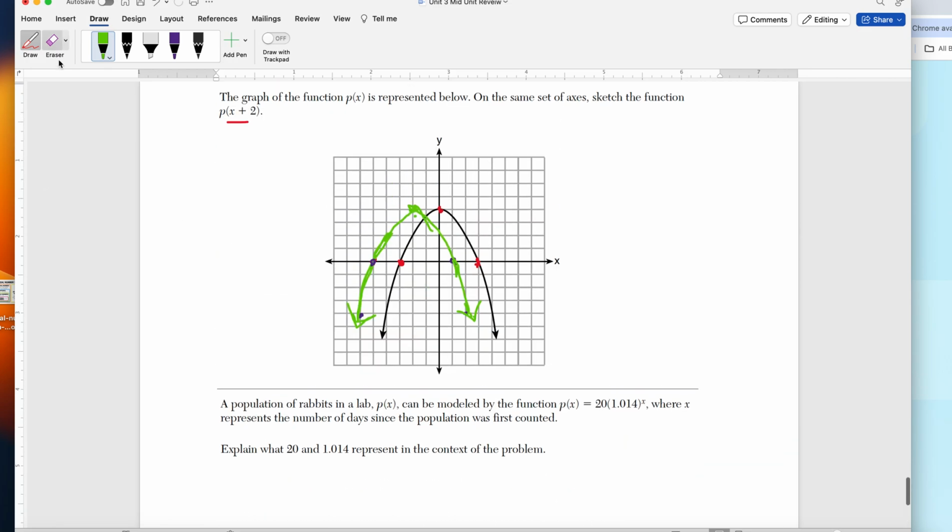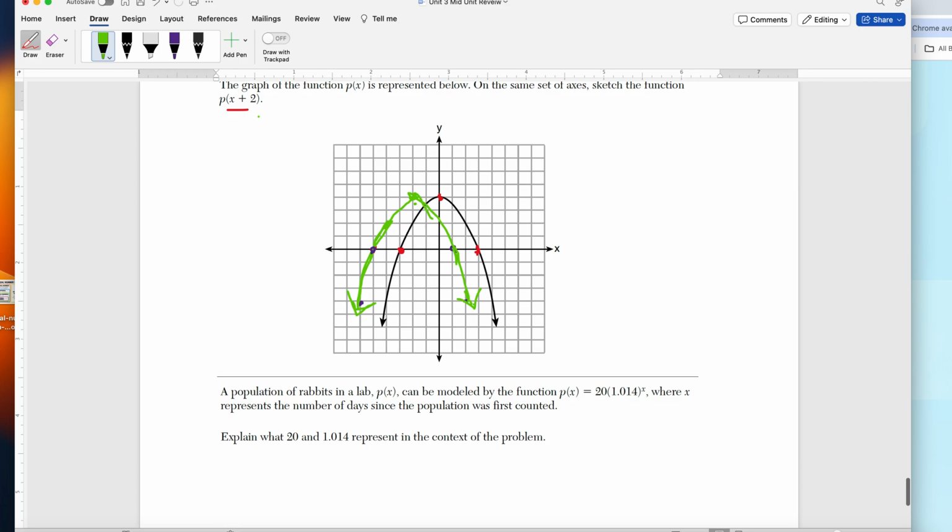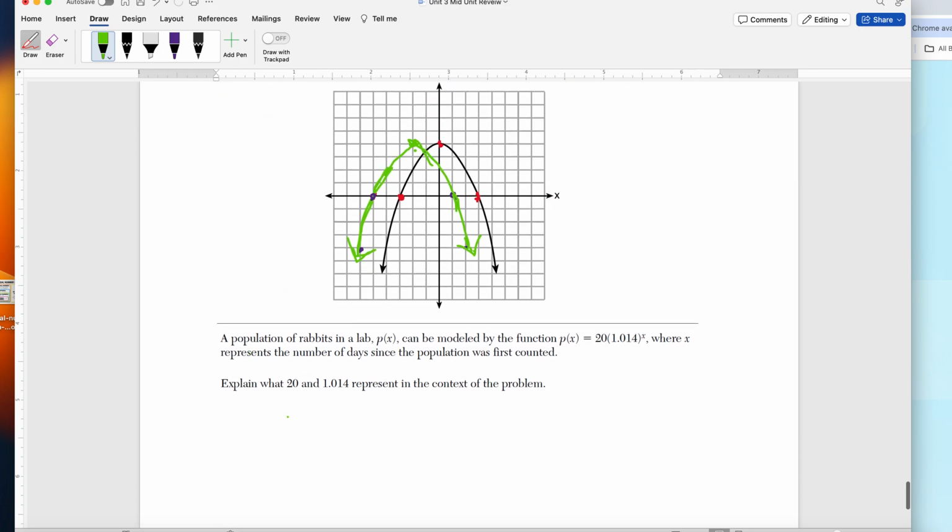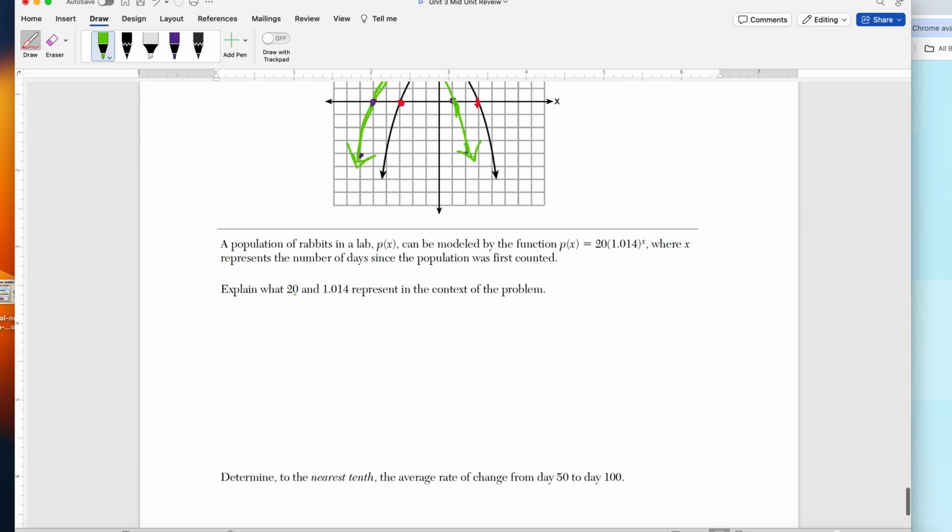Okay, so that's it. That's all you had to do for that question. Now we have another long answer question. A population of rabbits in the lab, P of X, can be modeled by the function P of X equals 20 times 1.014 to the X, where X represents the number of days since the population was first counted. Explain what the 20 is and what the 1.014 represents in the context of the problem.